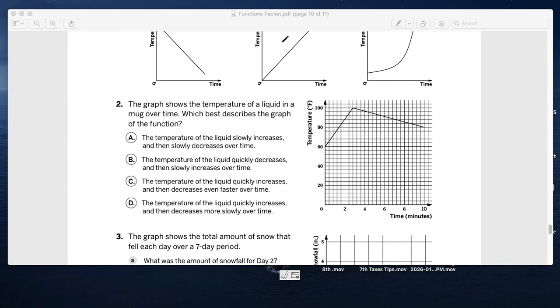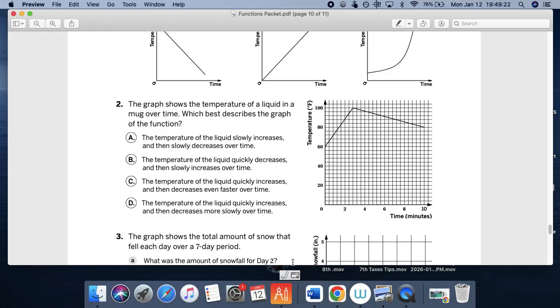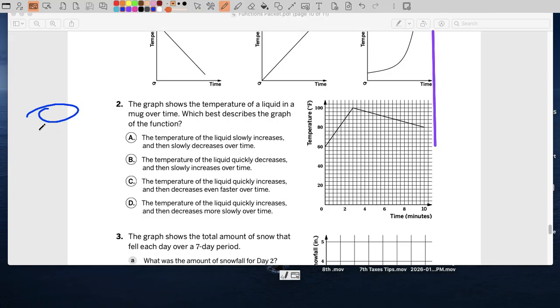The graph shows the temperature of a liquid in a mug over time. Which best describes the graph? So think about a mug, a cup of coffee. What happens to the temperature? Well, first of all, it's hot. It's a certain temperature. And then the temperature goes up, and then it goes down.